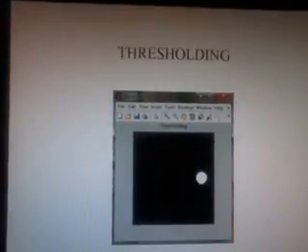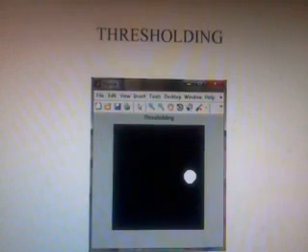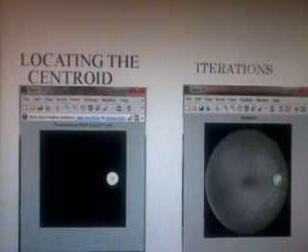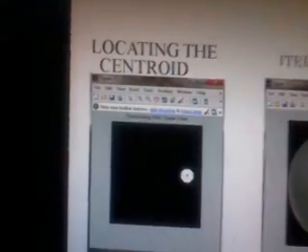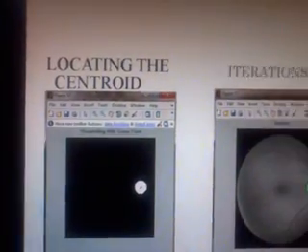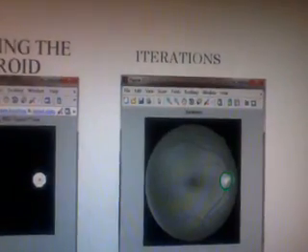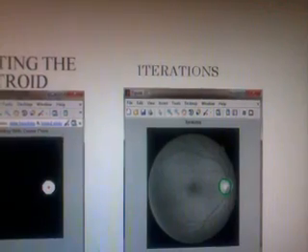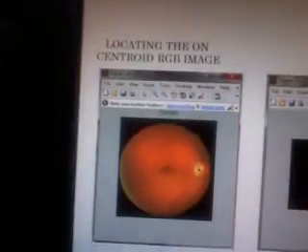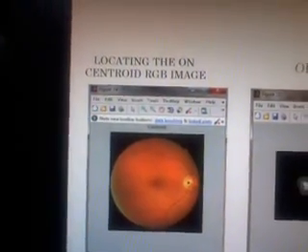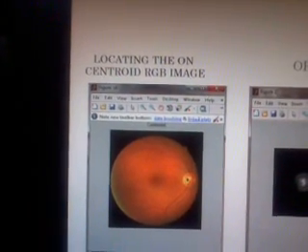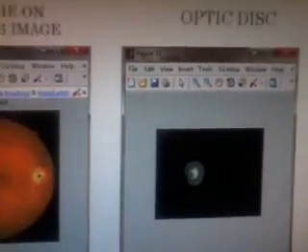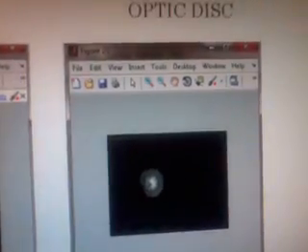Then we are performing the thresholding operation. In this method, we are locating the optic disc separately. After locating the optic disc using the thresholding, we are locating the center point in that optic disc. Then the iteration is performed. The iteration is nothing but repetitive operation performed in order to locate the optic disc. Then in this image, the centroid is again located on the RGB image. So this is the final output of the optic disc which has been located.